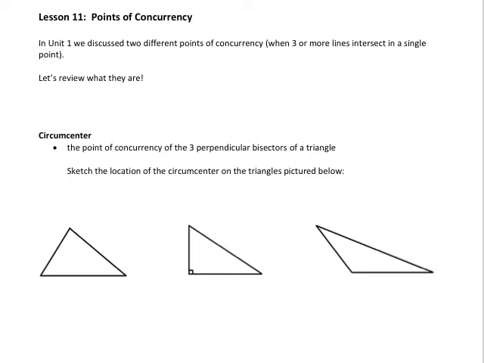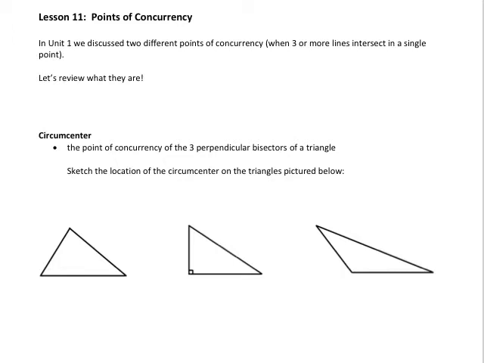In this lesson we're going to review those two points of concurrency that you know, and then also learn a couple more. The first one that we're going to talk about is the circumcenter, and you should know by now that that is the point of concurrency of the three perpendicular bisectors, and it's also the center of a circle. That is, the point is equidistant from the three vertices.